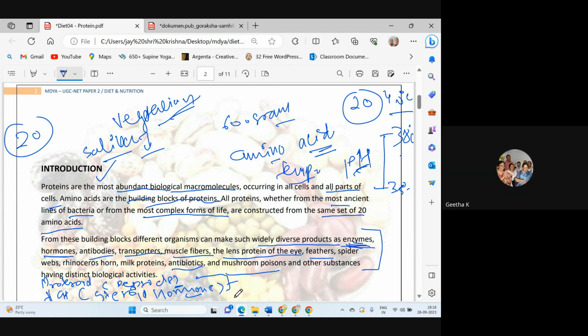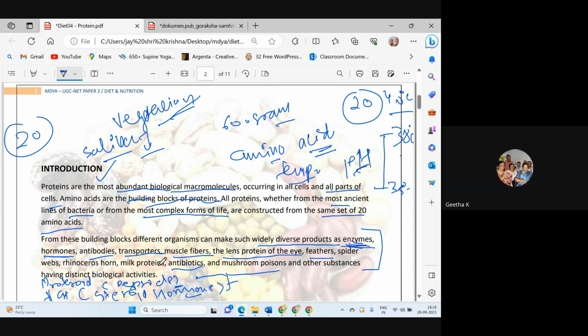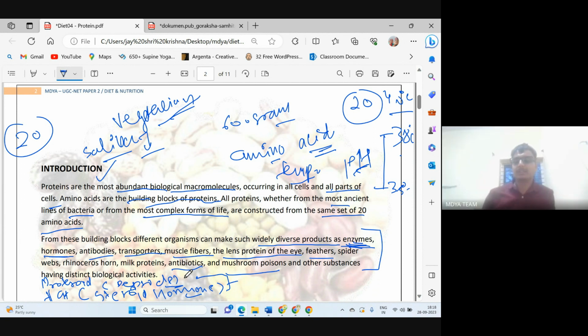If I'm right, it is glucagon, insulin, growth hormone, all these things are protein hormones, right, sir? Yeah, all these hormones are: insulin, growth hormone, thyroid stimulating hormone, vasopressin, follicle stimulating hormone, oxytocin. All these things are protein hormones, right, sir? Yeah, all these are protein hormones. Some hormones of the adrenal gland and testosterone, these hormones are steroid hormones.